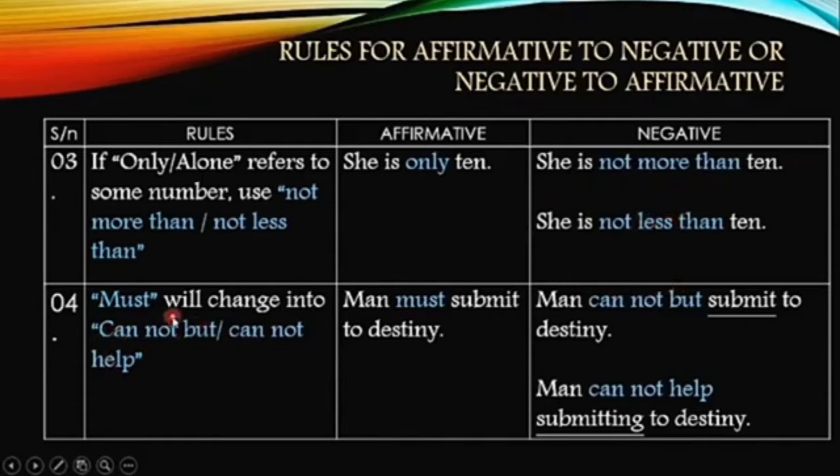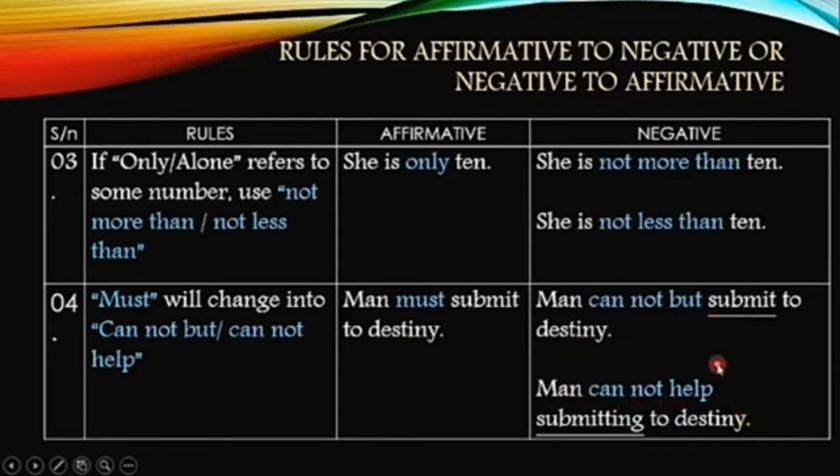Number 4 deals with the word must. Must is a word which delivers obligatory facts, or it tells us that there is no denial of the fact. And when we have the word must, we have to use cannot but or cannot help to change it into negative. For example, man must submit to destiny. Man cannot but submit to destiny, or man cannot help submitting to destiny.